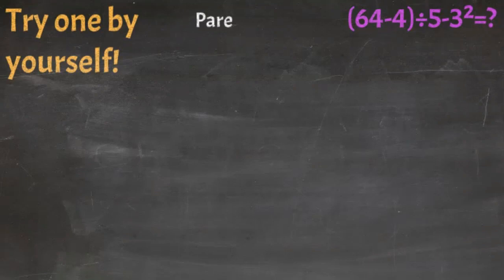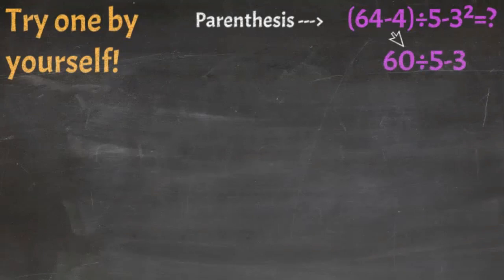Now try one by yourself using the rules. Here's the equation. The quantity 64 minus 4 divided by 5 minus 3 squared. So we have to look for parentheses first. So the parentheses is 64 minus 4. So we need to do that before we do anything else. So we do 64 minus 4, and we get now 60 divided by 5 minus 3 squared. Okay, so now we got rid of the parentheses.